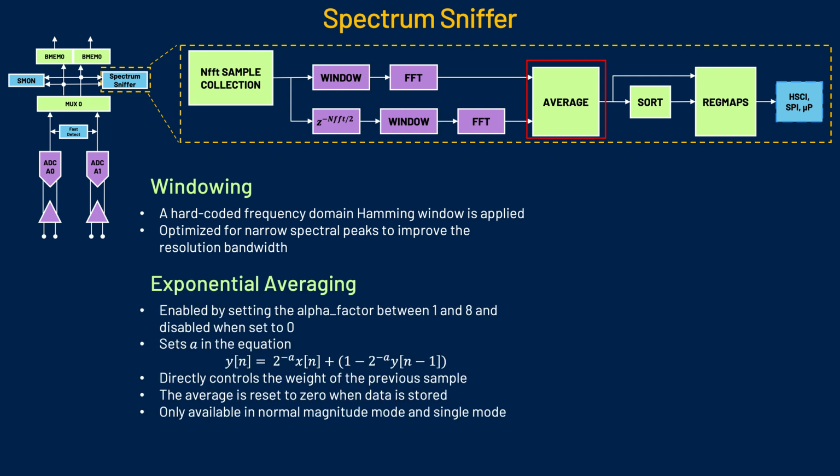Exponential averaging can be enabled by setting the alpha factor between 1 and 8. Set it to 0 to disable. It sets the A value in the equation shown, so it directly controls the weight of the previous sample. It is only available in single mode and magnitude mode.